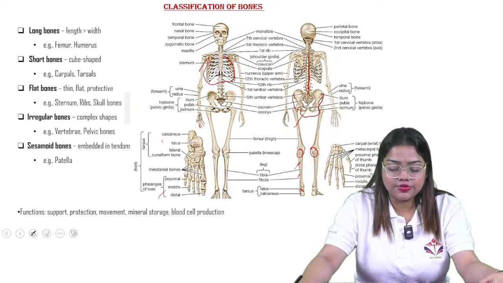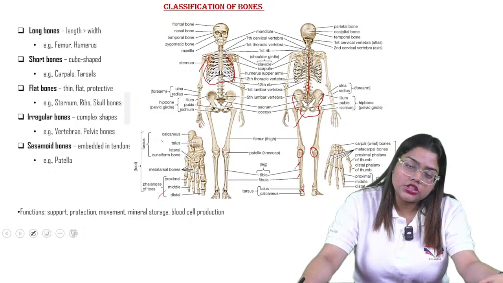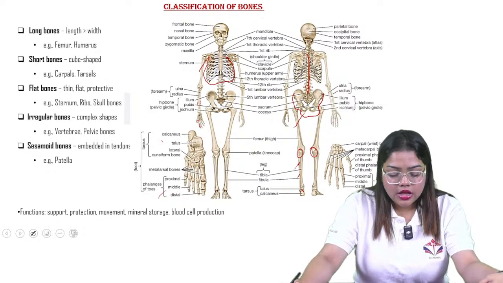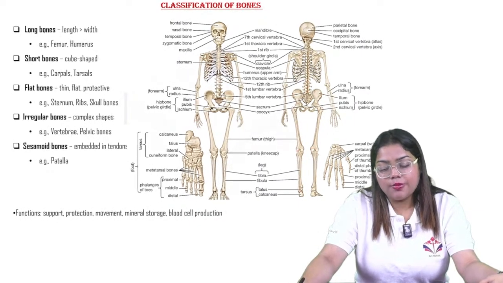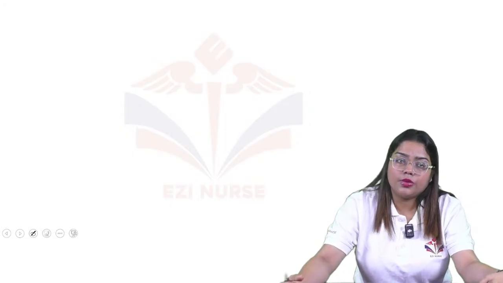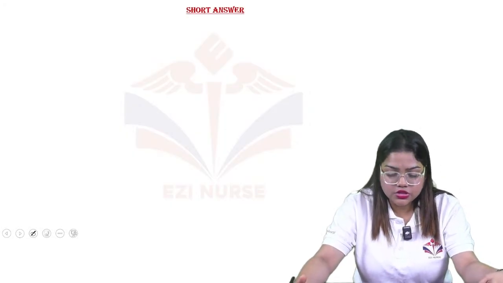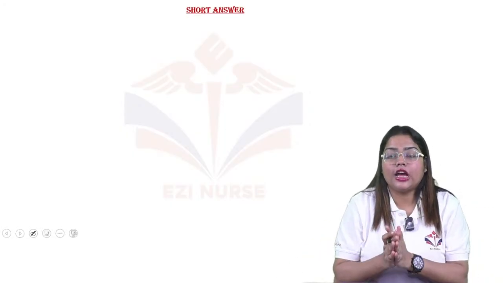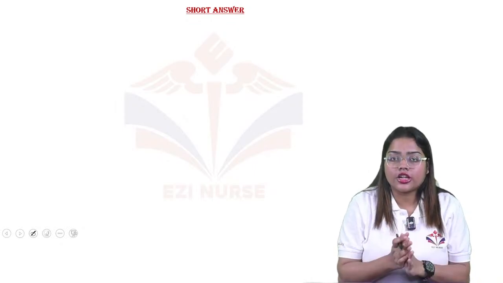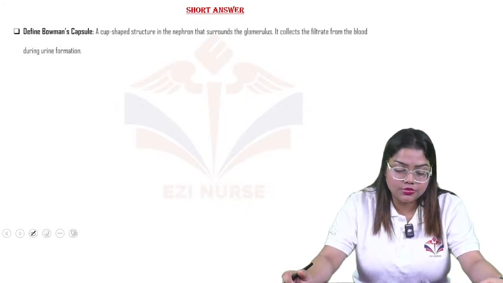So these are the classifications of bone. What is the main function of bone? The main functions are support, protection, movement, mineral storage and blood cell production. So in the bone we have bone marrow where the blood cells are actually produced. Okay, so here I have finished all the long answers. Now we will discuss some short answers which can come in exams, okay.